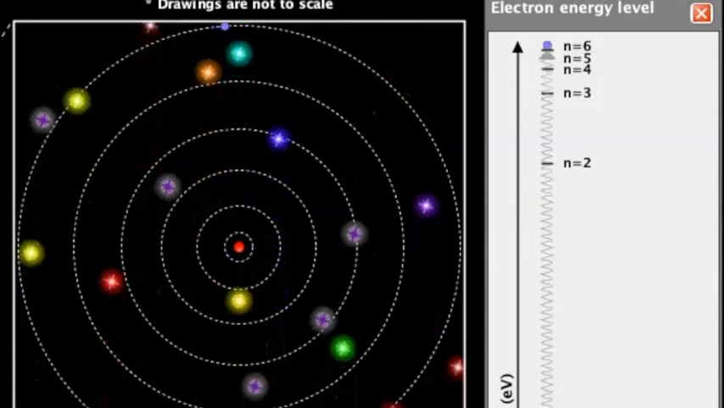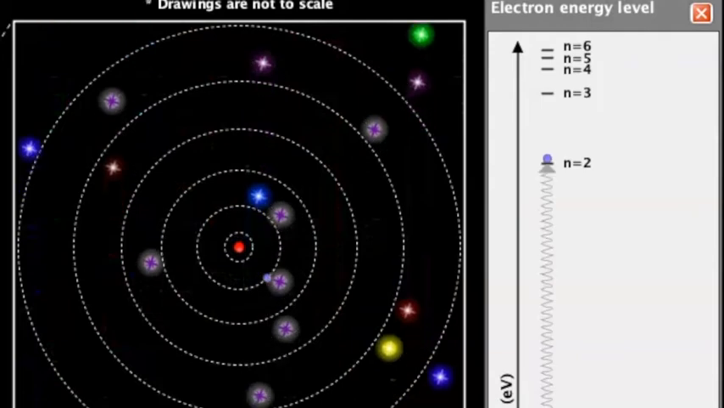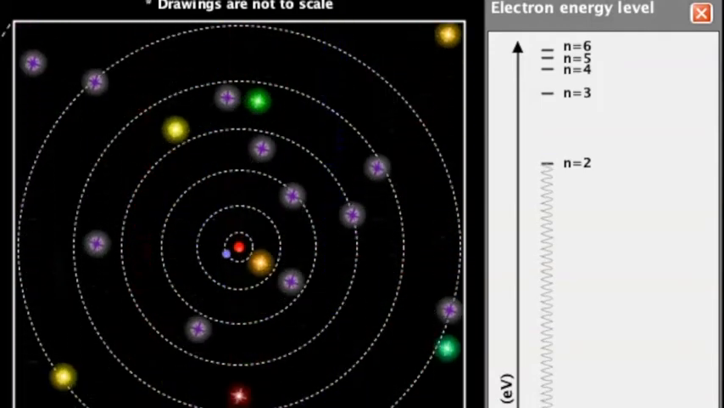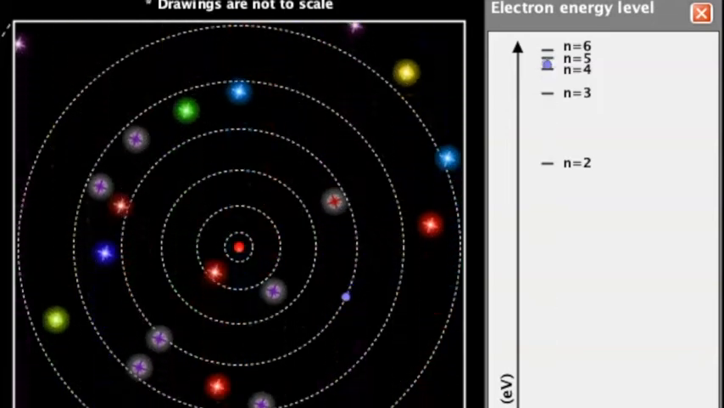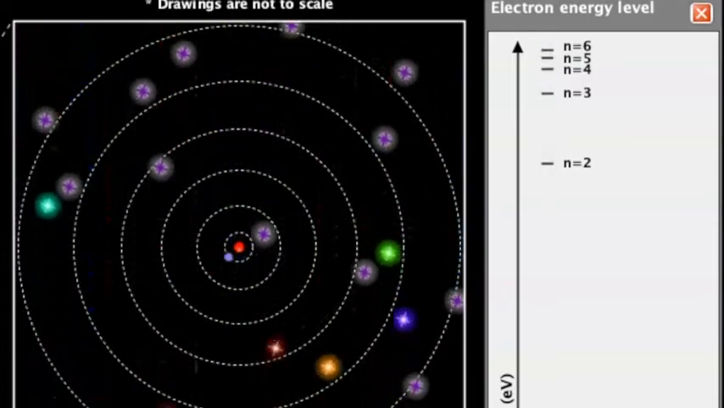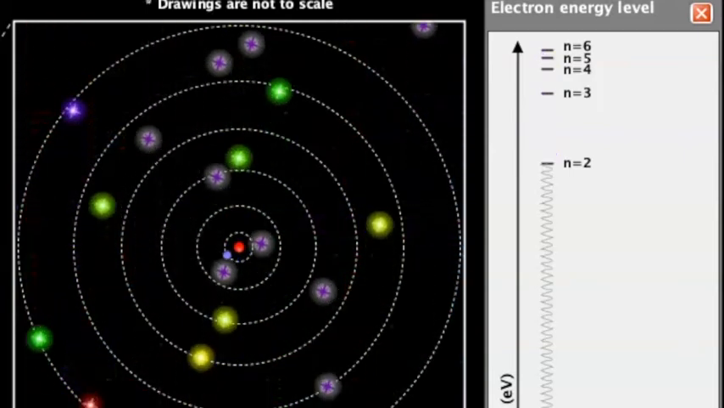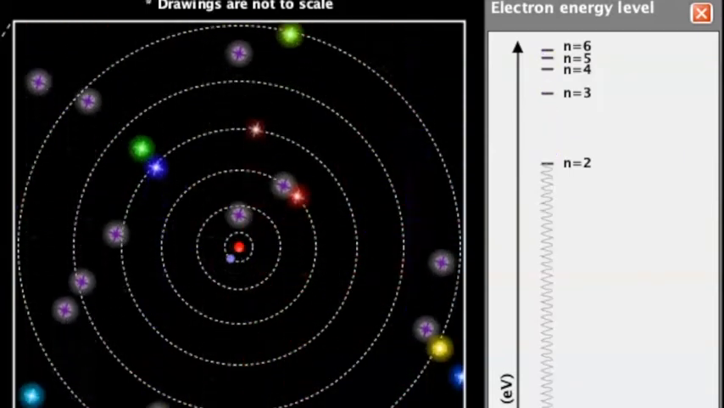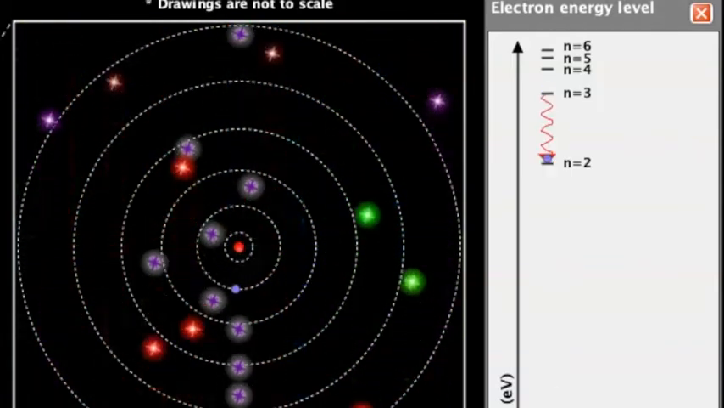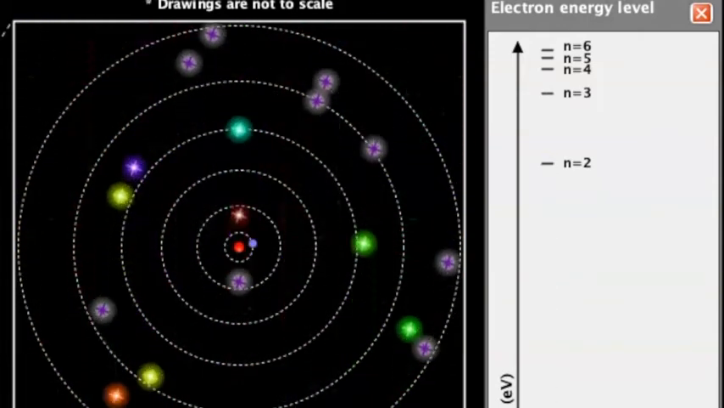This is another demonstration from PhET from the University of Colorado. What we see here is a hydrogen atom, so you can see the red nucleus with a bluish electron, and you can see that it has six energy levels. You can see it's rotating around, and as it receives energy, it jumps to a higher energy level. It doesn't like that energy level, so it wants to come back down, and in doing so, it actually releases some energy.